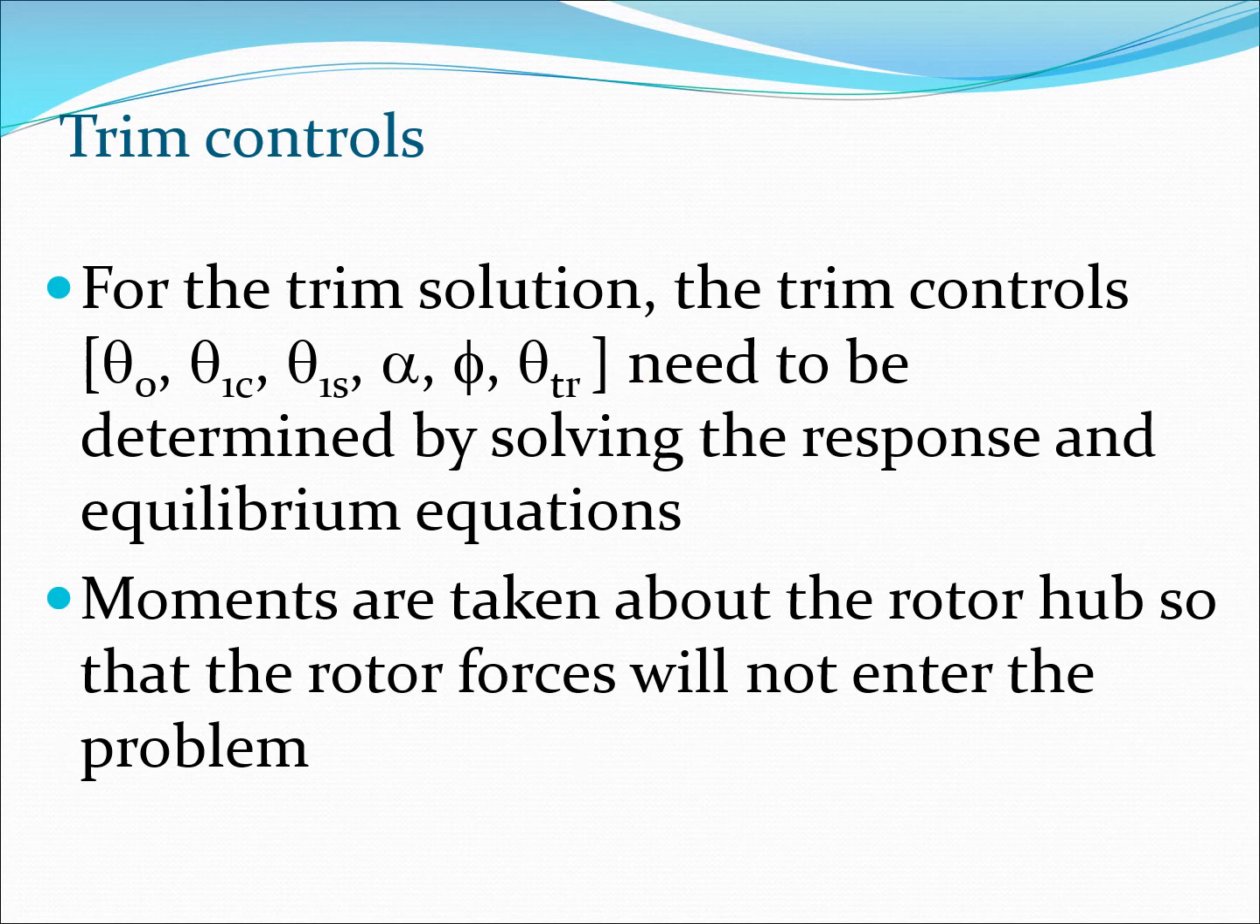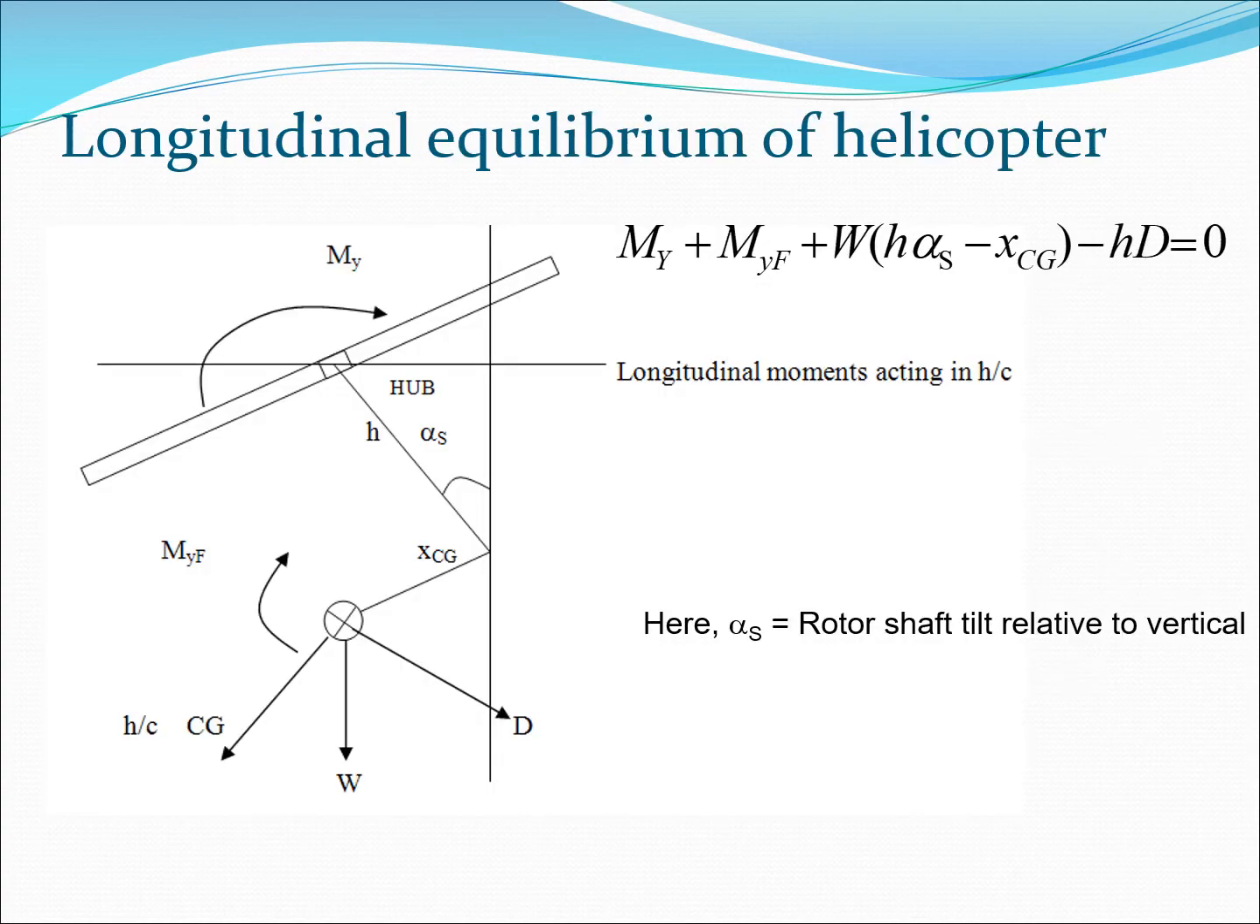So essentially, moments are taken at the rotor hub so that the rotor forces do not enter into the problem. So let us look at some more possibilities in case the CG is concerned. So these are the equilibrium equations when we are considering the helicopter. So here we see that this is the rotor here, and the CG at some distance h below the rotor, and there is some distance xcg here, and there are some forces which are acting here on the helicopter CG.